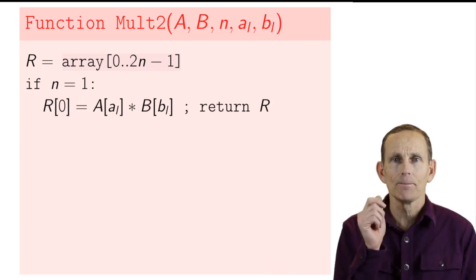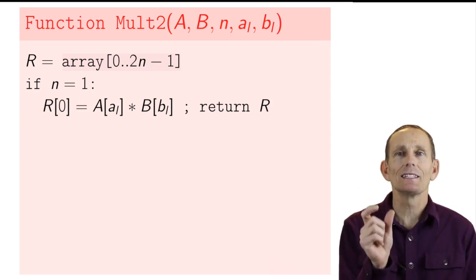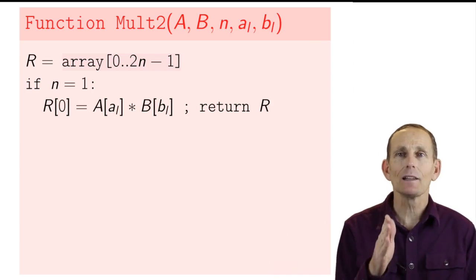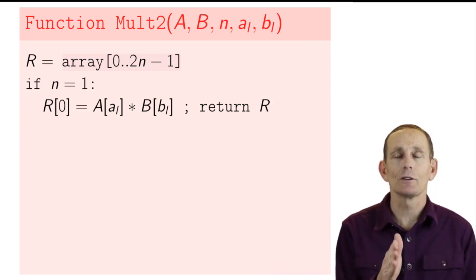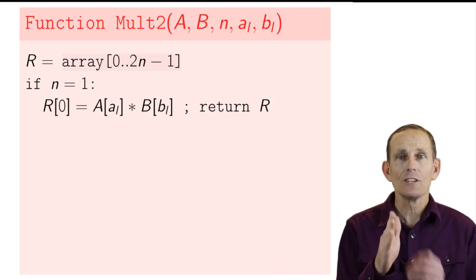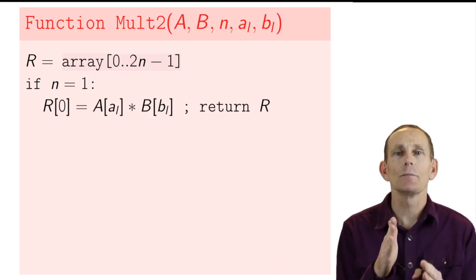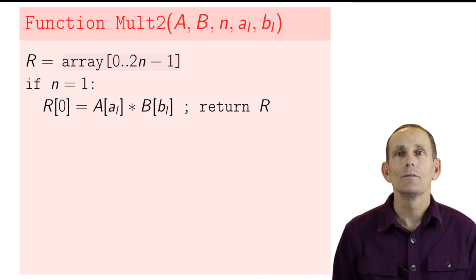Let's look at those parameters again. So A and B are our arrays of coefficients. n is the size of the problem. a_l is the first coefficient that we're interested in, and b_l is the coefficient in B that we're interested in. So we're going to be going from a_(l+1), a_(l+2), etc., for n times.